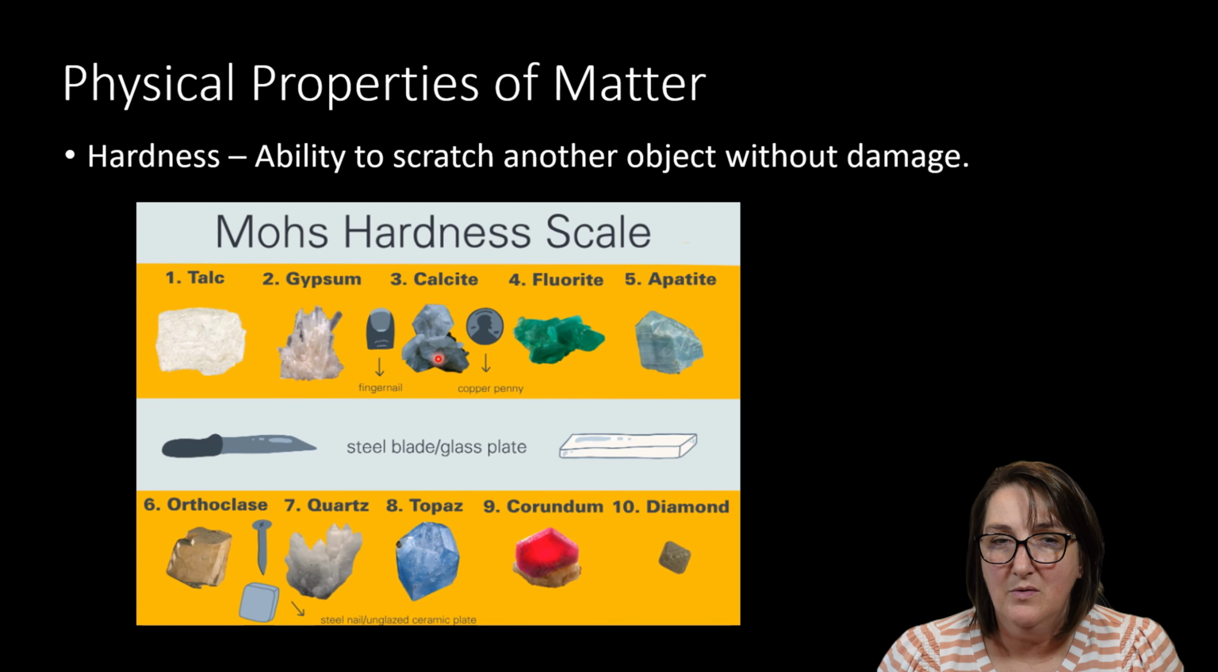If I try to scratch this with my nail and I can't, I know it's not talc or gypsum. A penny will scratch calcite, but it can't scratch fluorite. So if I try to scratch a rock with a penny and it doesn't scratch, it could be fluorite or any of these up here. Now, if I have a screw or a nail and I can scratch orthoclase or apatite, then I know I'm going to have one of these. It's not going to scratch quartz or topaz. So they can do a quick identification of what they think it's going to be.